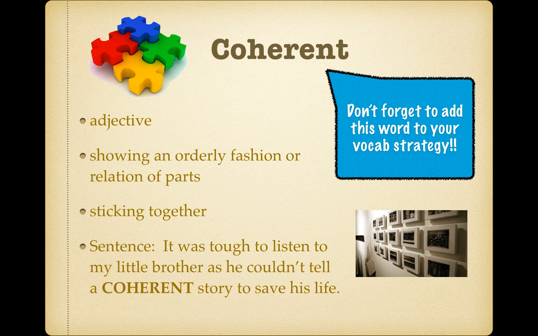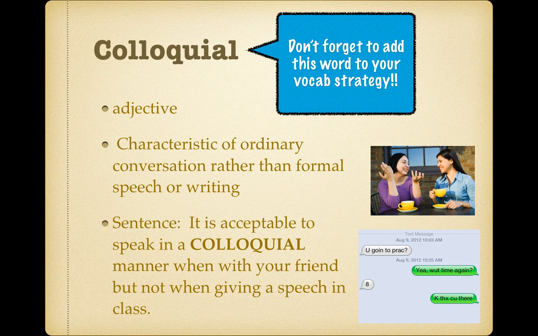Remember, if you need to pause the video at any point to continue to fill out your vocab strategy, please feel free to do that. But we're going to move on to the second word, which is pronounced colloquial. Again, you do not see the C-U-M spelling for the root cum. Instead, we have co with an L. Don't forget to add this word to your vocab strategy. It is also an adjective. And the definition is characteristic of ordinary conversation rather than formal speech or writing.